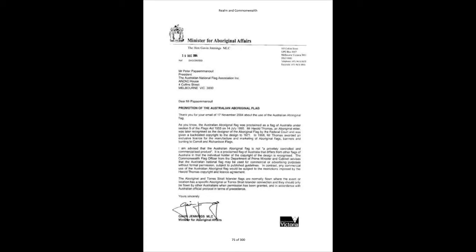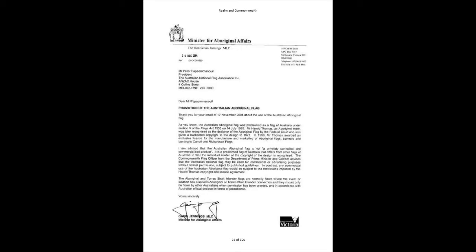Stamped 30th of December 2004. A letter from the Minister of Aboriginal Affairs, the Honourable Gavin Jennings MLC, to Mr. Peter Pape Manulpul, President, the Australian National Flag Association Incorporated. Dear Mr. Papa Manurapul, Promotion of the Australian Aboriginal Flag.